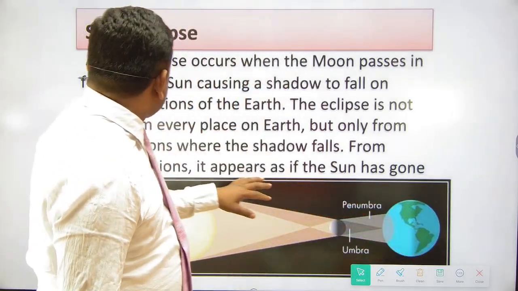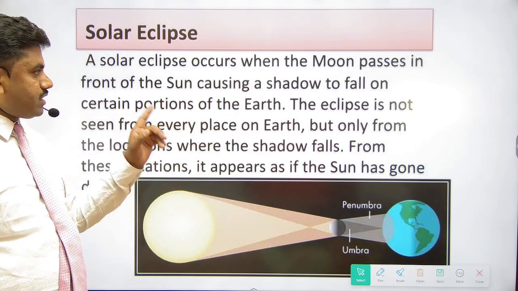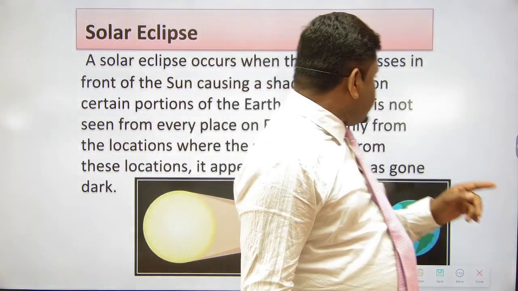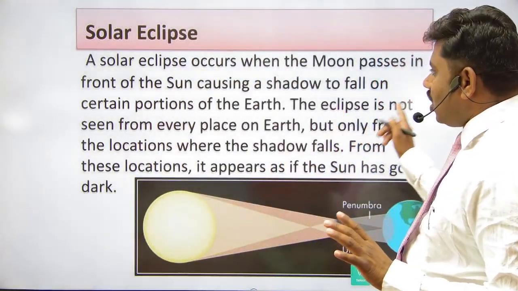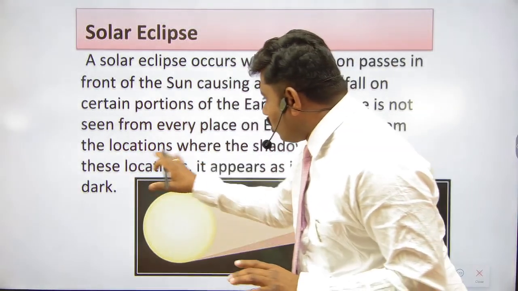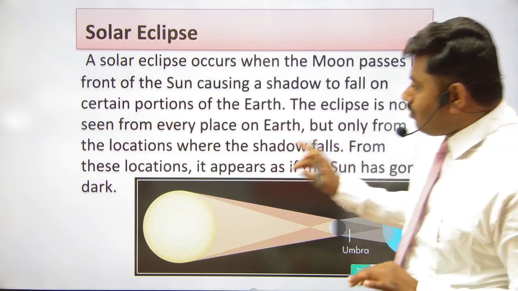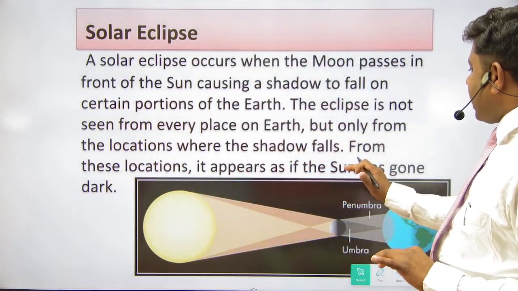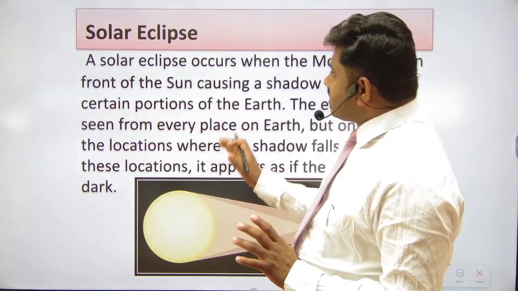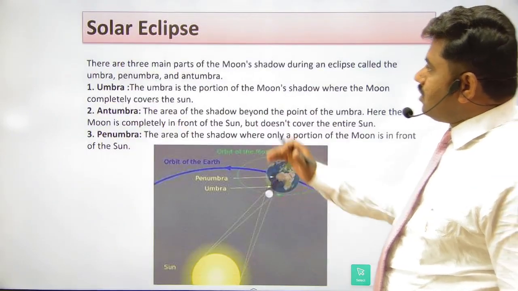A solar eclipse occurs when the moon passes in front of the sun, causing a shadow to fall on a certain portion of the earth. The eclipse is not seen from every place on earth, but only from the locations where the shadow falls. When the shadow falls on these locations, it appears as if the sun has gone dark, and this is the solar eclipse. Understood?